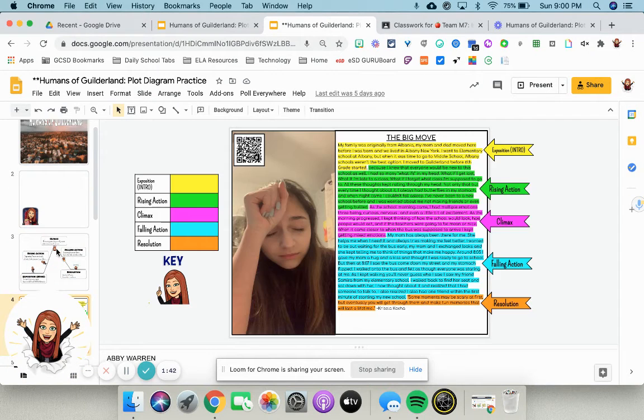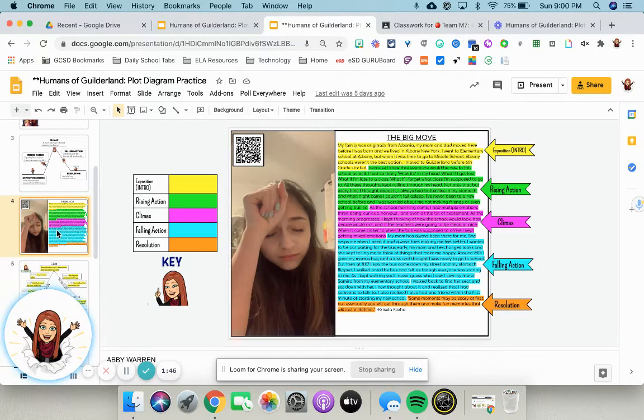So what does this look like? Let's take a look at an example. This is a writing piece that was done by one of the Mohawk 7 students last year. And what Miss Fox and I have done is we color-coded this writing piece so you can see all parts of our plot diagram right in here. You can see our key over here to the left.